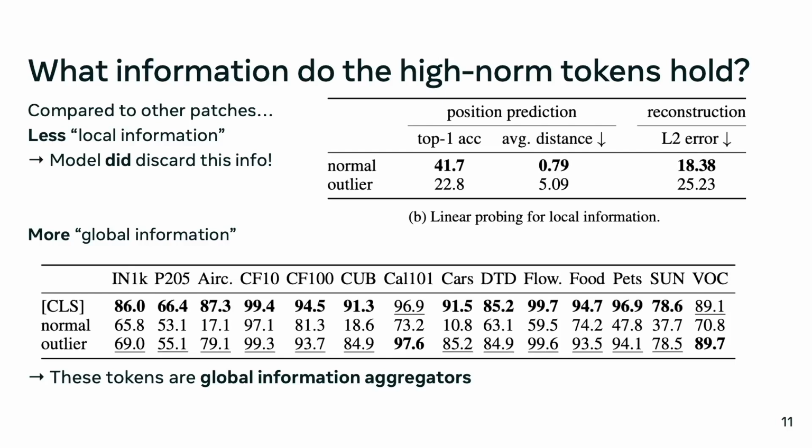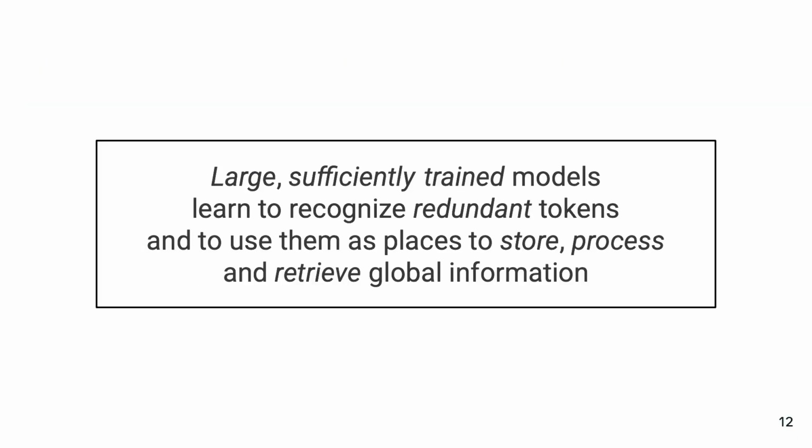This is very interesting behavior, and we've got enough data now to try and formulate a hypothesis. Let's try to sum up everything we've seen so far. Large, sufficiently trained models. As we saw, it does not appear in every model. Some models, after a certain point, start recognizing useless, redundant tokens that they don't need, discarding the local information and overwriting it with global information. That's a very interesting thing. Again, it's a hypothesis.